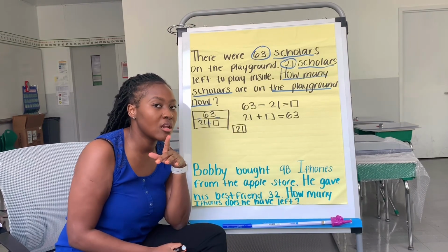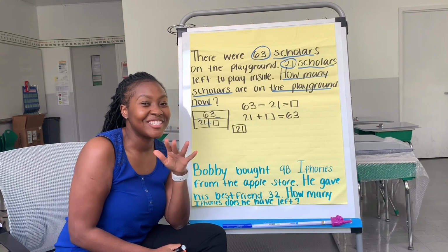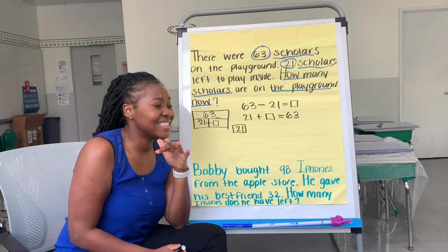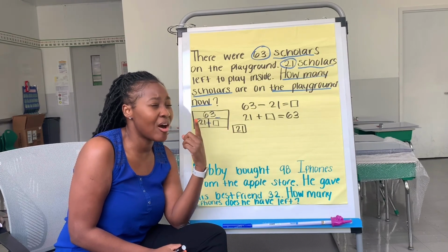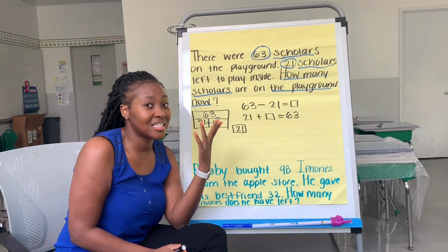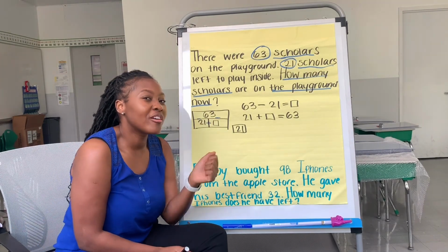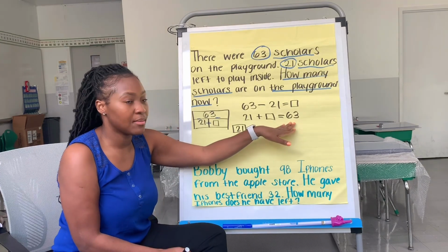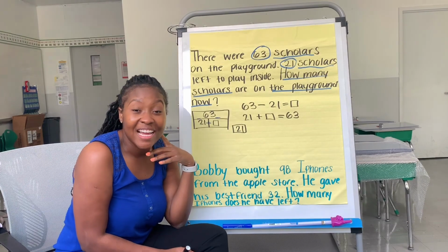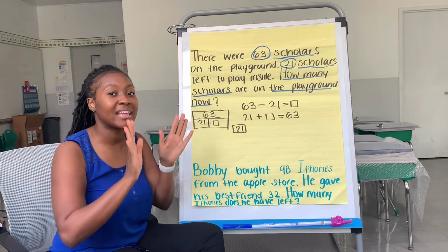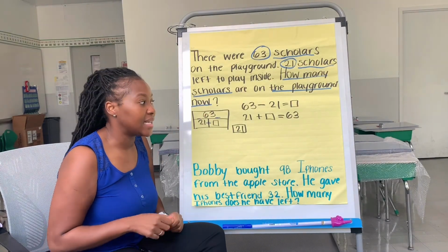I heard someone say no. Why not? Yes, you are absolutely right. It is not efficient. It's going to take me all day if I start at 21 and count on by 1 to 63. What's a more efficient way? That means faster. What's a more efficient way I can count on till I get to my whole? Yes, I can count on by 10. Yes, we can count on by 10.